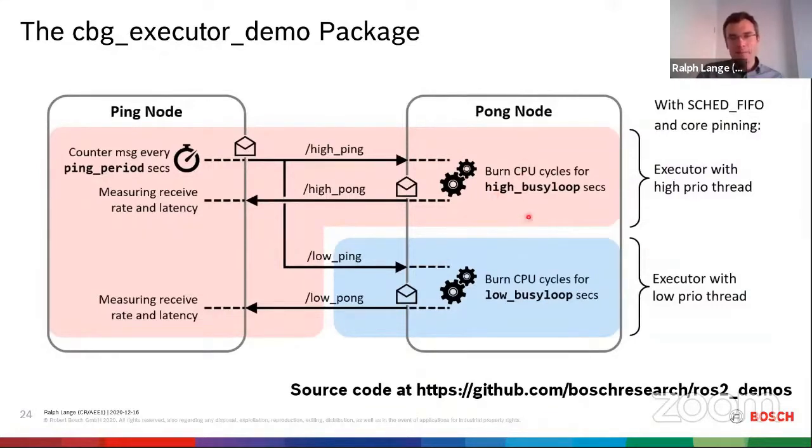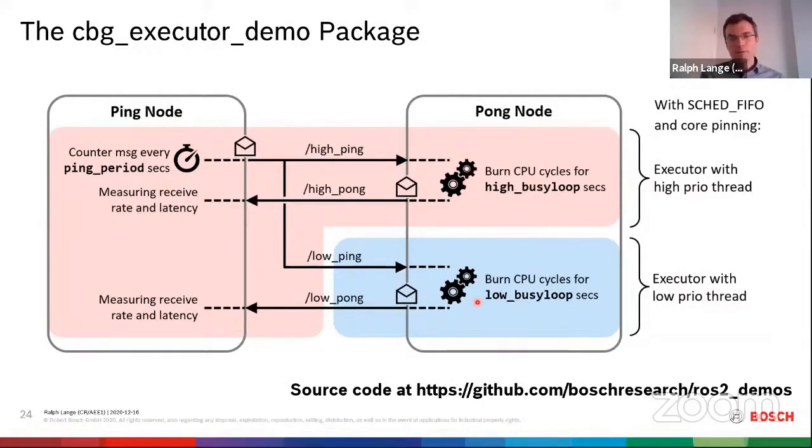And on the pong side here, the corresponding callbacks are distributed to two callback groups and again to two executor instances. And the high path here is configured with a high prioritized thread, while the executor on the low path is prioritized very low, using the normal scheduling mechanisms of Linux, no preempt RT, nothing. And in this demo, you can configure here the CPU cycles that are used to process these.